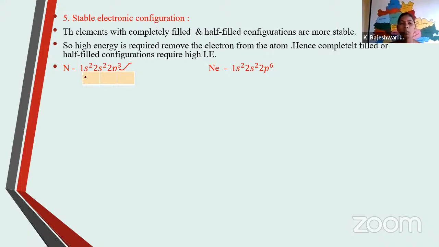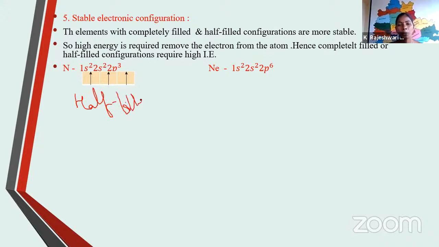In each cell you should write a single electron. We should not pair up. See here, we are writing with single electron. First cell single electron, then second cell another electron, then third cell another, third electron. So if it is having 3 electrons, which configuration is it having? Half filled, right? Half filled.